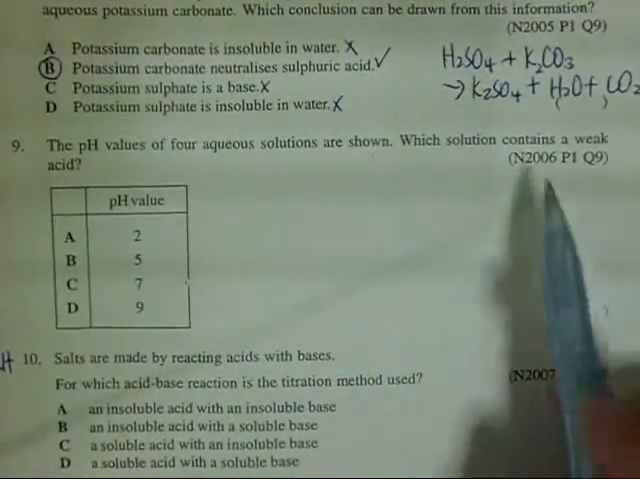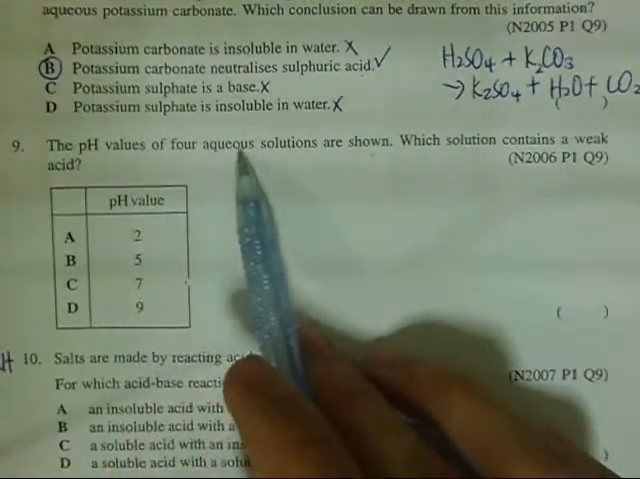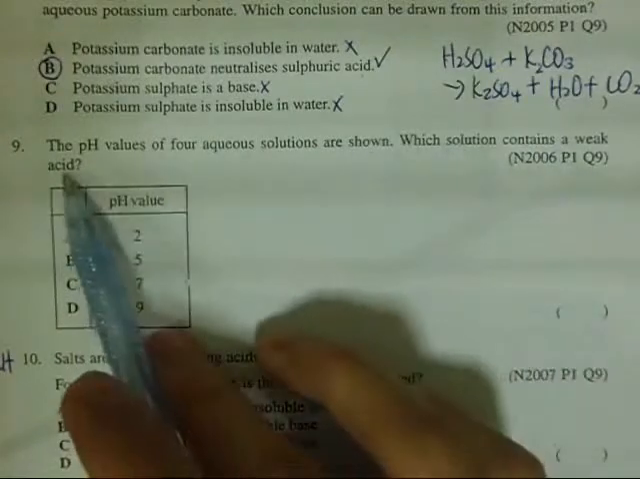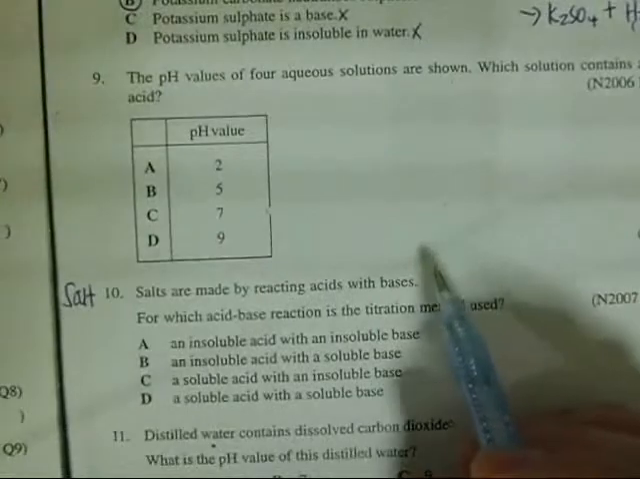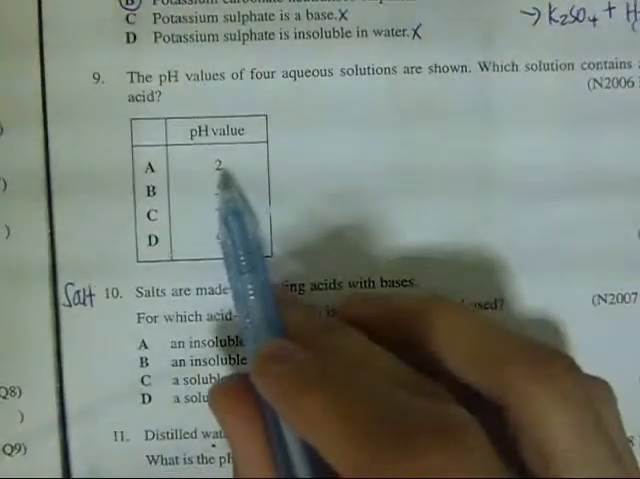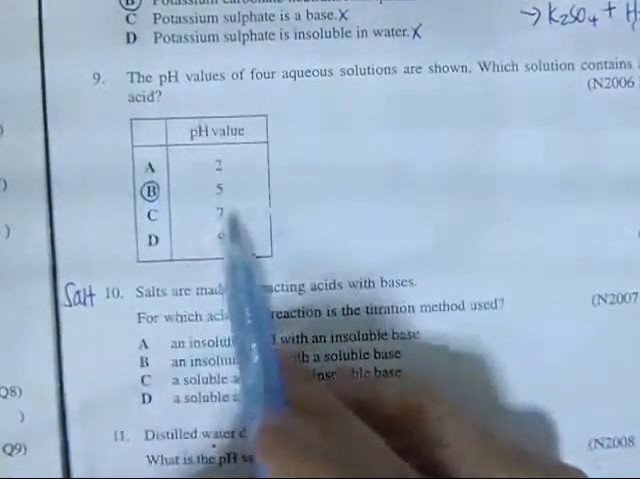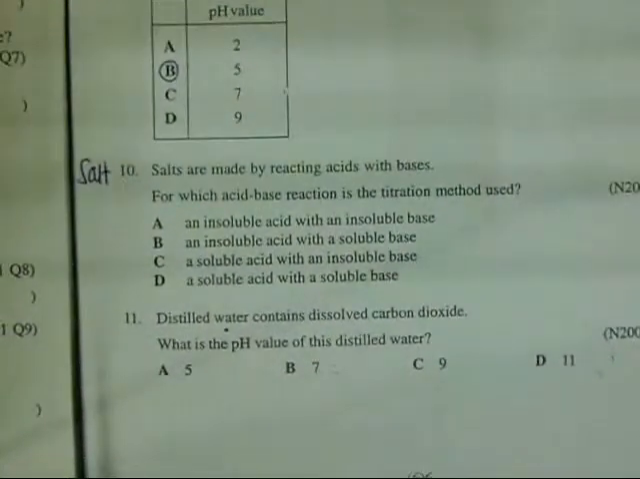Let's look at the next question, year 2006, paper 1, question 9. The pH values of 4 aqueous solutions are shown. Which solution contains a weak acid? Just have to remember the range of the pH values. This is a strong acid. This is a weak acid. Of course, this is neutral. So this one is just the pH scale.